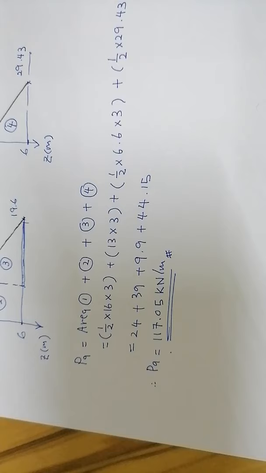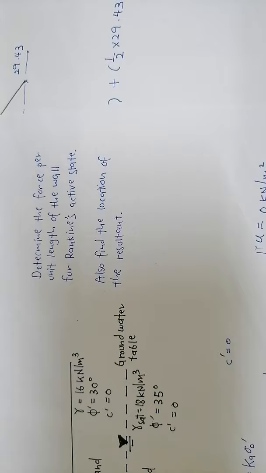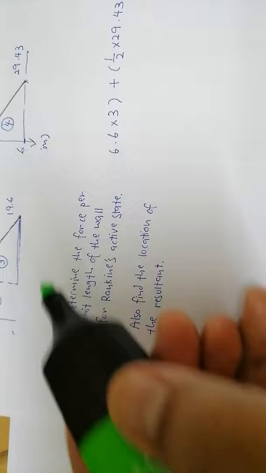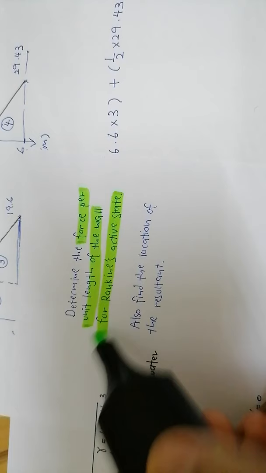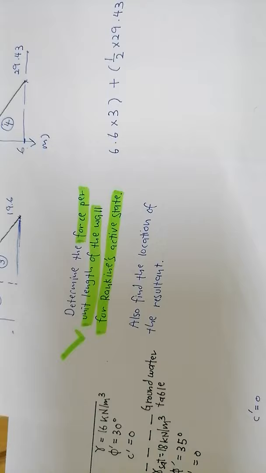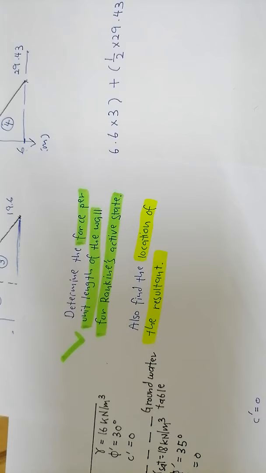Okay? This is basically the resultant force. Alright? So if we look back at our task here, we did this already. So the first one, okay? This is done. The force per unit length of the wall for Rankine's active state. So this is done. So now we have to find the location of the resultant force.